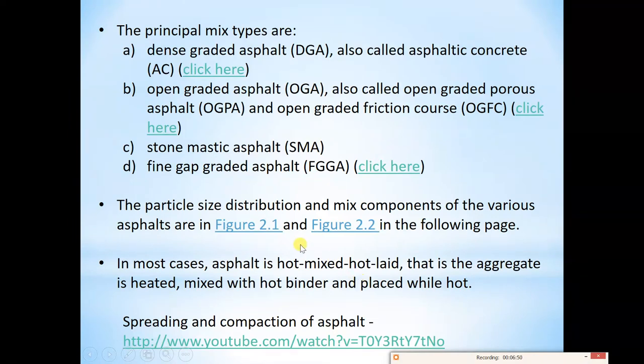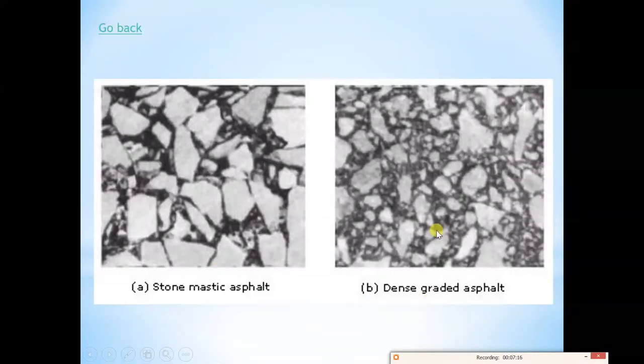So for the principal mix types, we have four types. The first one is dense graded asphalt. Dense graded asphalt, we call it for short DGA, and it's also called asphaltic concrete, AC. So the diagram on the right hand side is dense graded asphalt.